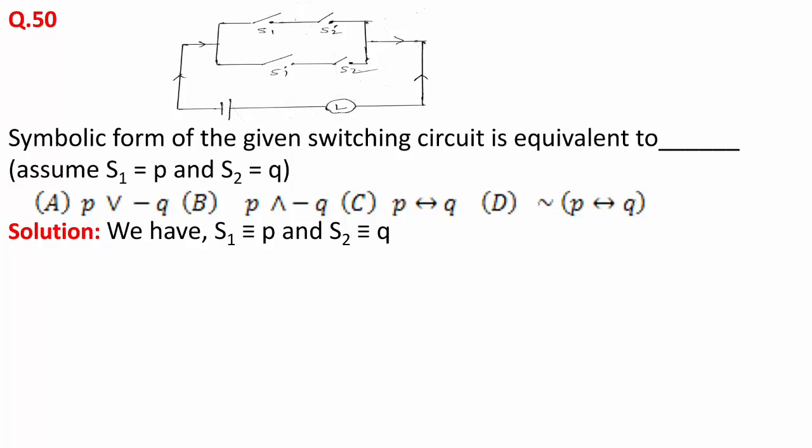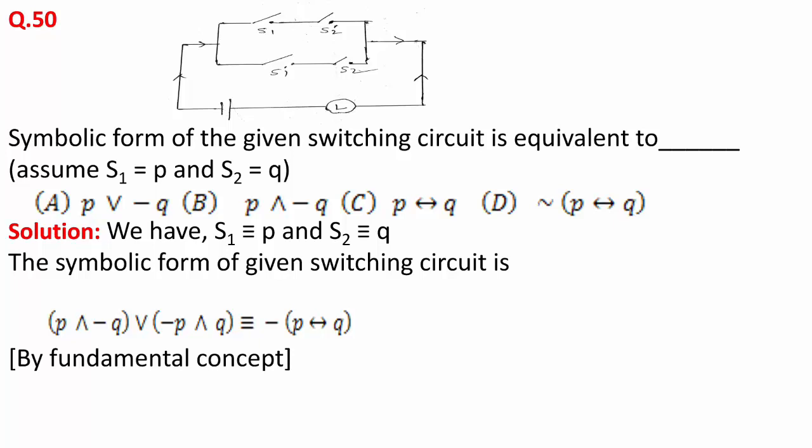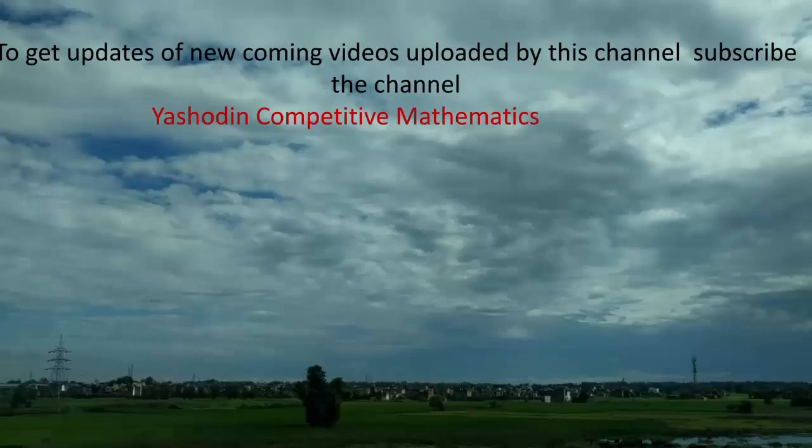Solution. Here S1 is equivalent to P and S2 is equivalent to Q. The symbolic form of the given switching circuit is P and minus Q, or negation of P and Q, which is equivalent to negation of P if and only if Q by the fundamental concept, and hence correct option is D.